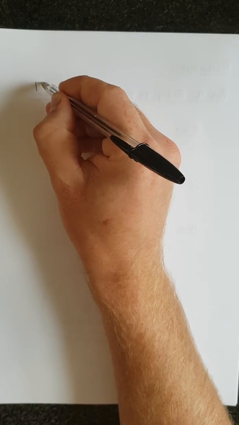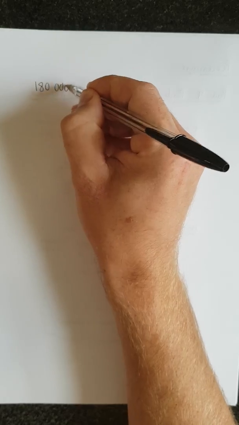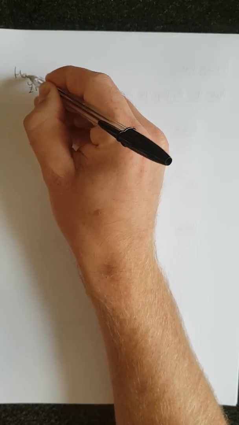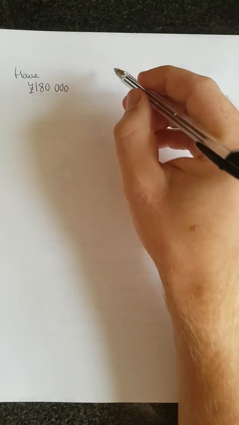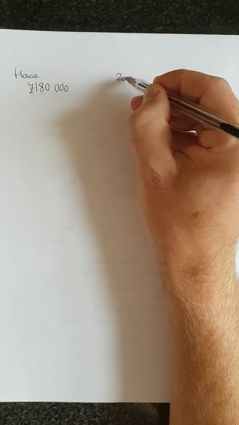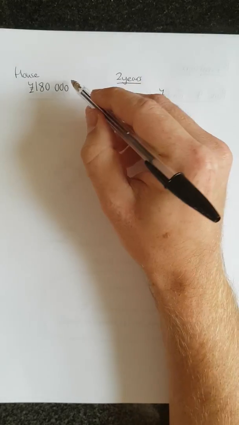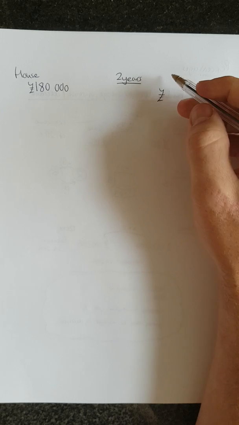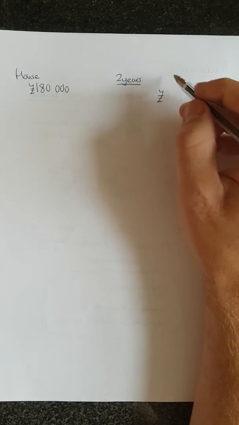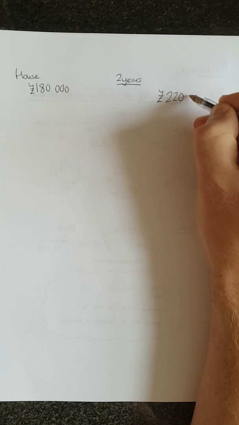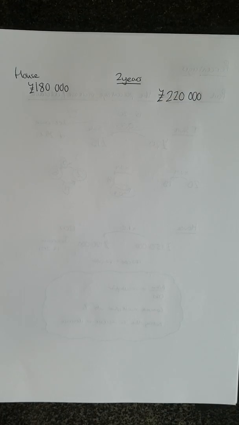So, a house starts at 180,000 and after 2 years its value has increased by the same percentage each year and its value is now 220,000. So what was the percentage increase each year?